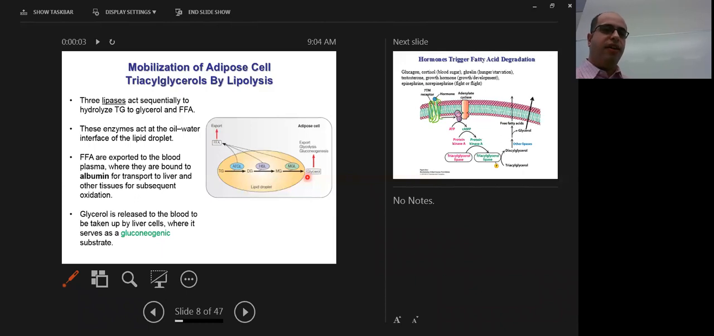lipases. And they will each generate these fatty acids, which will be transported out of that lipid droplet and will be exported out of the cell. The glycerol itself can also be used, and that goes straight to the liver for either glycolysis or gluconeogenesis, whichever the body really needs. The fatty acids themselves are exported to the blood and plasma where they're bound to albumin, and this helps transport them to all the tissues that need them. It can go straight to the liver, or it could go to any other tissue for oxidation. As I just said, glycerol is released to the blood and is taken up directly by the liver, where it serves as a gluconeogenic substrate.